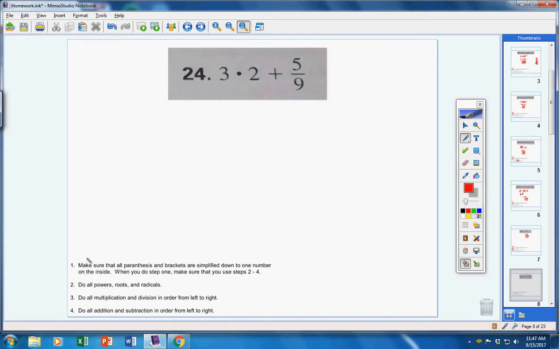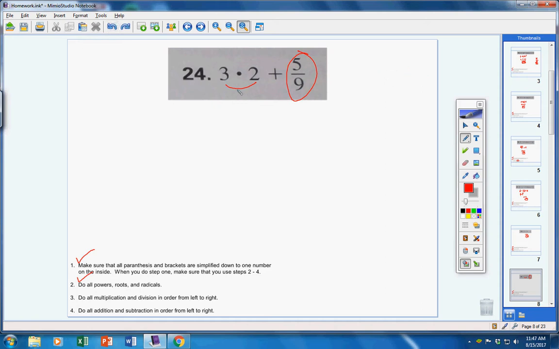Okay, step 1, there are no parentheses or brackets. Step 2, there are no powers, roots, or radicals. Step 3, do all multiplication and division in order from left to right. I see multiplication here, and this is division, but it's not even. In other words, if I had 18 over 9, then that equals 2, okay? If it's a fraction like this, in which if you divide that out, you get a decimal, I would just leave that alone for now, okay?